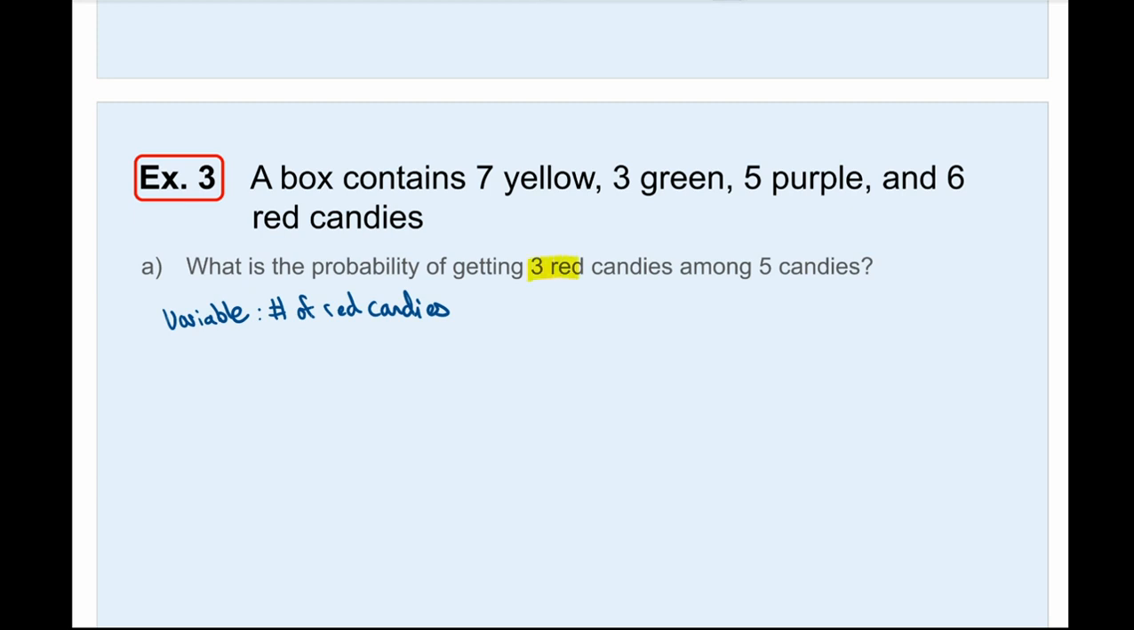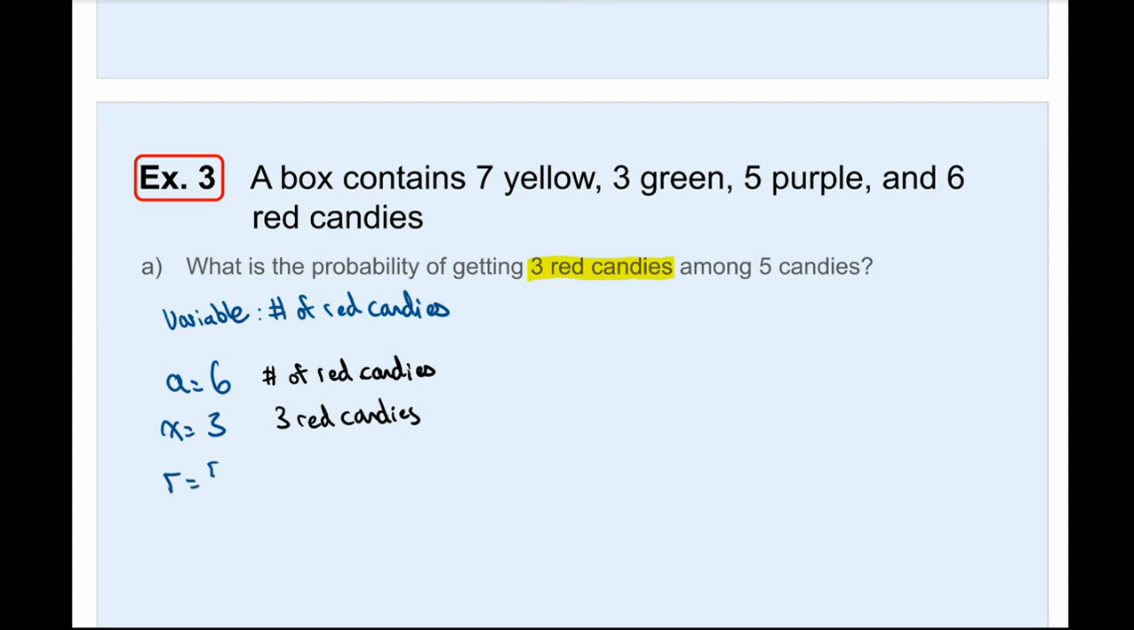Or essentially you could say, what are you looking for? In this case, I'm looking for 3 red candies, so my variable is going to be, in general, the number of red candies. My A value, how many successful outcomes are there? Well, there are 6 because there are 6 red candies in total. My X value in this case is going to be 3 specifically because I'm looking for specifically 3 red candies. If it was a probability distribution, it would be different, but in this case I'm just looking at one case.